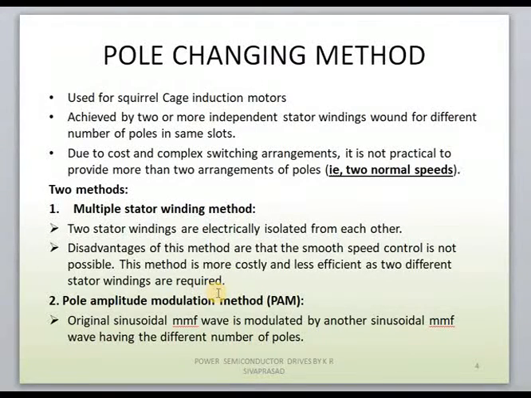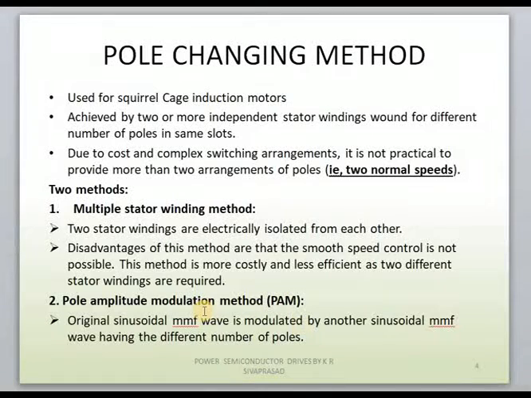And next, the second subtopic in this, the next method, is the pole amplitude modulation method, that is PAM. In this method, the original sinusoidal MMF wave is modulated with another sinusoidal MMF wave having a different number of poles. With that, we can change the speed of the machine. So based on the MMFs only, we are changing the speed of the machine.